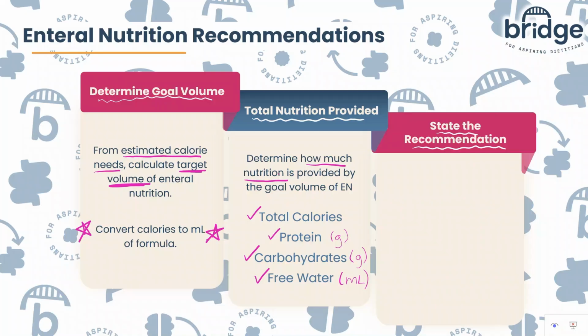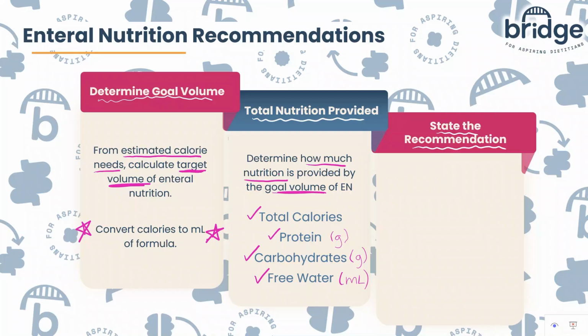So this step checks whether the volume we calculated in step 1, this target volume or goal volume, whatever you want to call it, actually meets the patient's need for protein, hydration, and calories. So once we've checked that, we can then state our recommendations. This is the clinical application part. The RD exam is probably not going to ask you to write a full recommendation because it's a multiple choice style test.